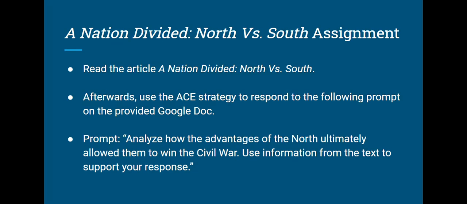So this next assignment you're going to do is you're going to read an article called A Nation Divided, North versus South. It's all about the Civil War. After that, you're going to use the ACE strategy to respond to the following prompt on the provided Google Doc. The prompt is, analyze how the advantages of the North ultimately allowed them to win the Civil War. Use information from the text to support your response. So you're going to identify three different reasons why the North was able to win the war, basically is what we're asking. What are three advantages that the North had that allowed them to win the Civil War?